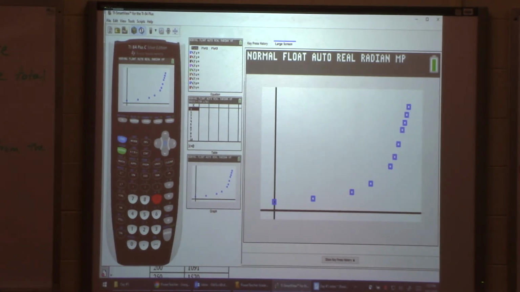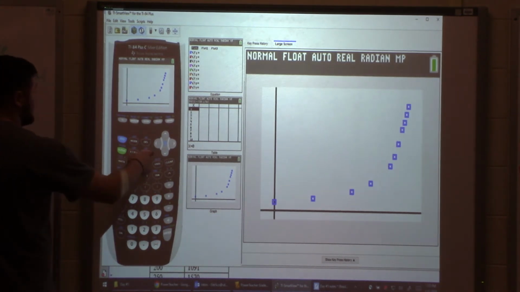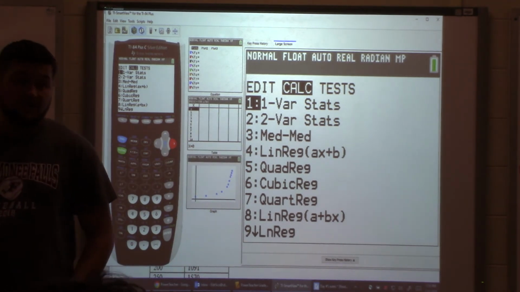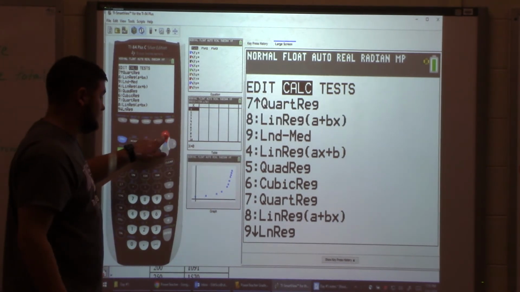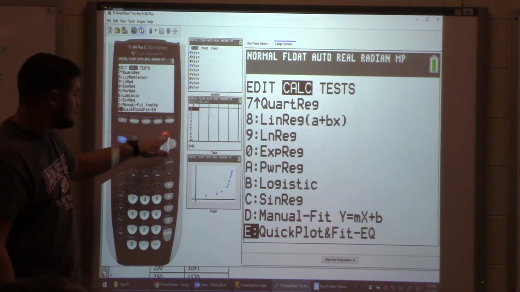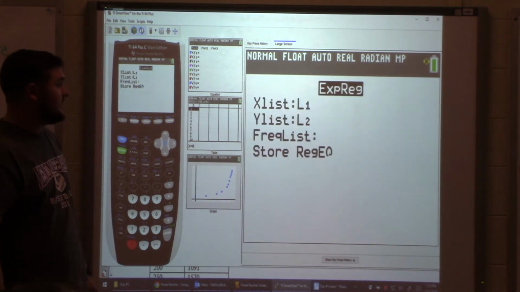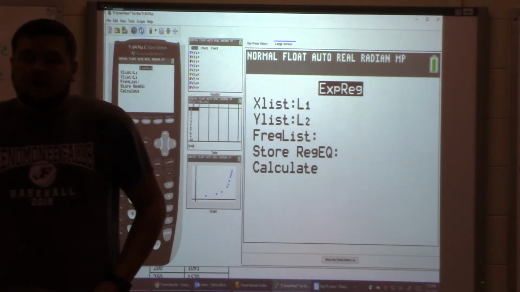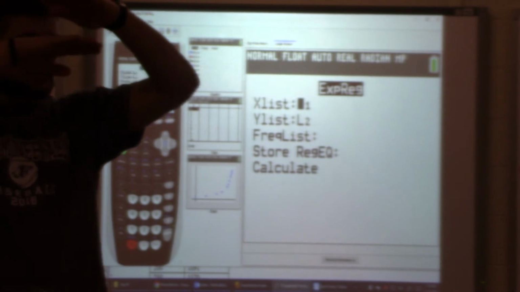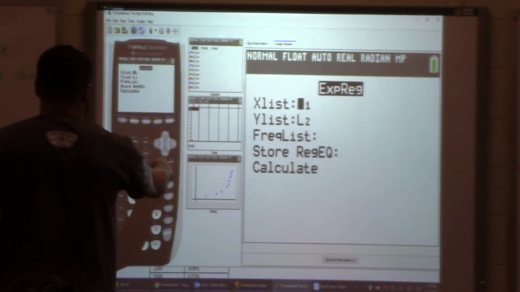So to calculate an exponential regression equation, we're going to go back to stat calculate again, but we're not using linear regression anymore. We're going to go all the way down. If you look, 0 is exponential regression. You're going to click enter on that. It's the same thing. Our X list is in list 1, our Y list is in list 2. You hit calculate.